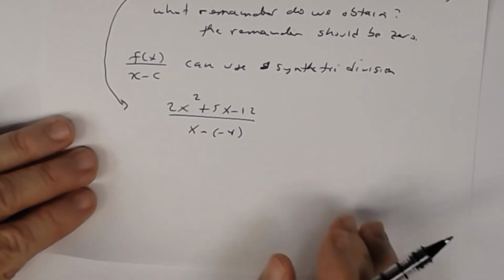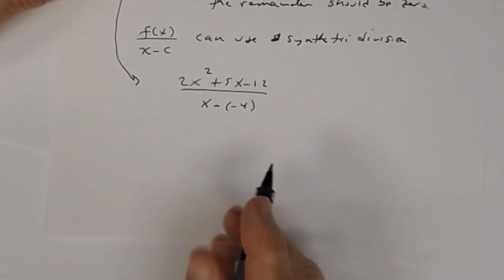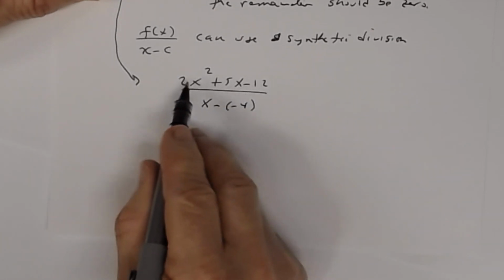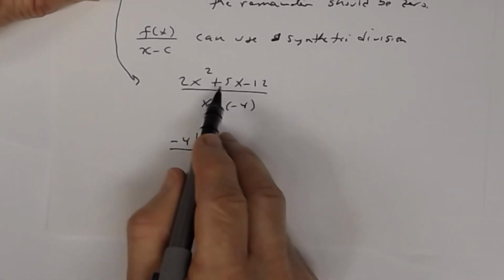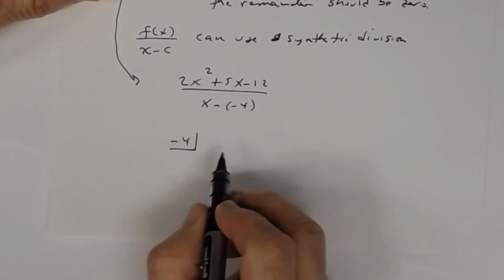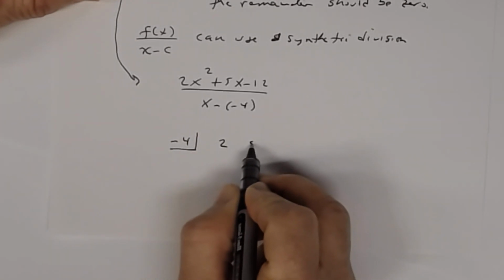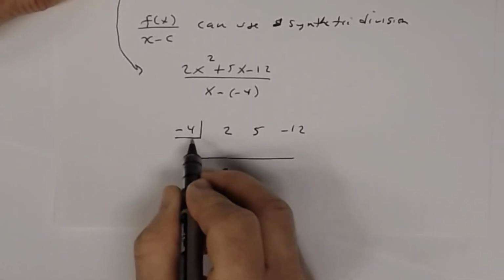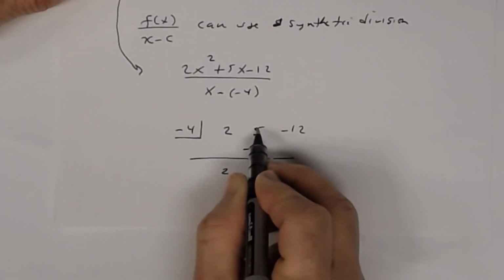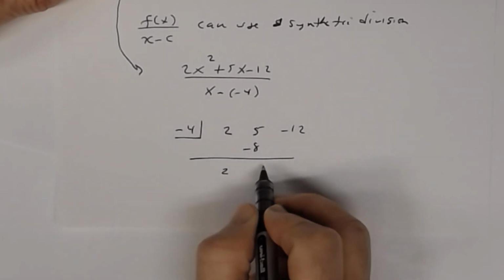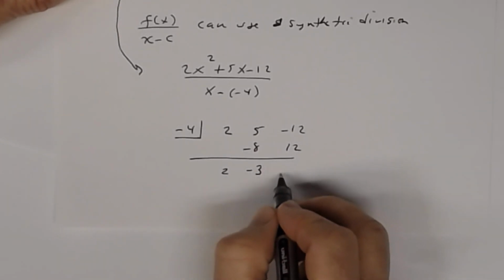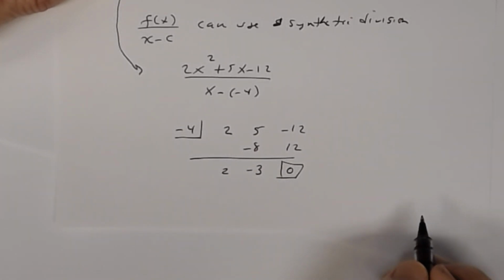So let's go ahead and see what the remainder is. We have negative 4, and I'm going to write out the coefficients of my dividend. Notice there are no missing terms, and it's already in descending order. So we have 2, 5, negative 12. You bring down the 2. Negative 4 times 2 is negative 8. You add 5 plus negative 8 is negative 3. We multiply. Negative 4 times negative 3 is a positive 12. We add, we get 0.